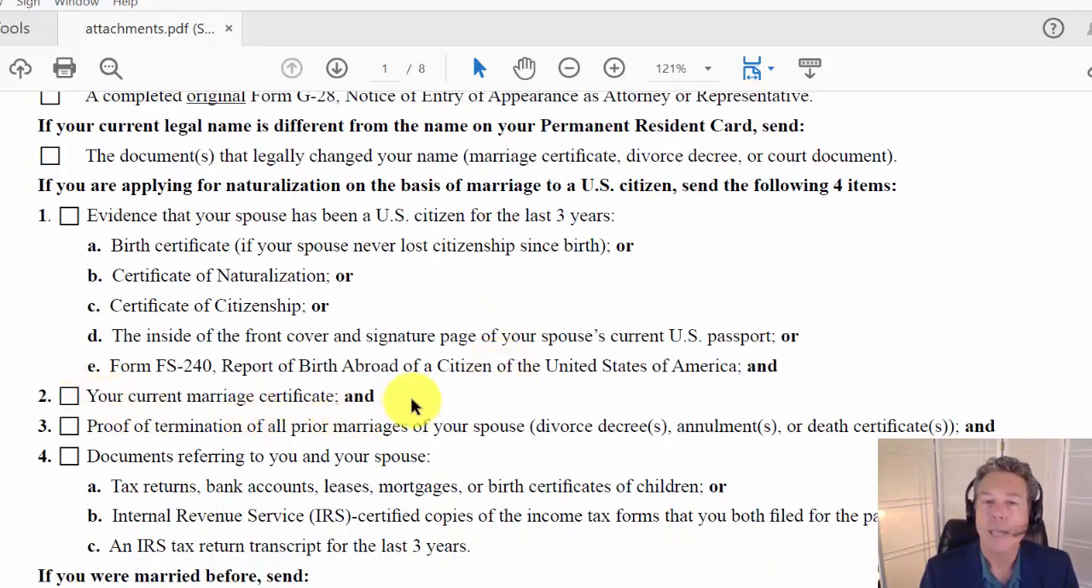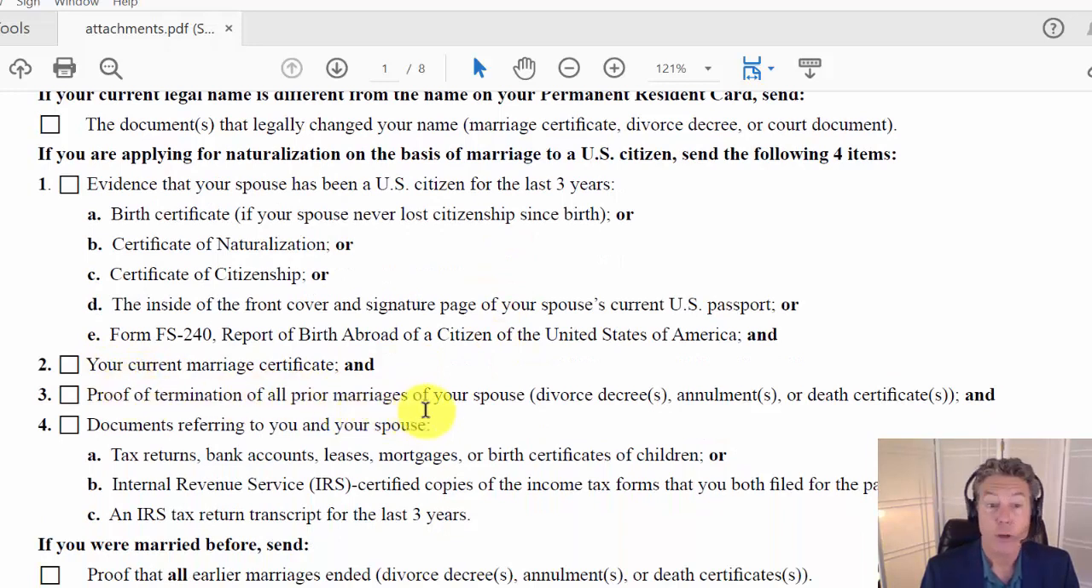Your current marriage certificate, great, and proof of termination of all prior marriages of your spouse: divorce decrees, annulments, or death certificates. And you might be saying, well, I've done all this already. I got my green card through marriage. Why do I have to prove all this stuff again? Well, because they can always come back and charge you with marriage fraud, and they want to be able to do that. So that's why they're going to make you prove your marriage again in good faith.